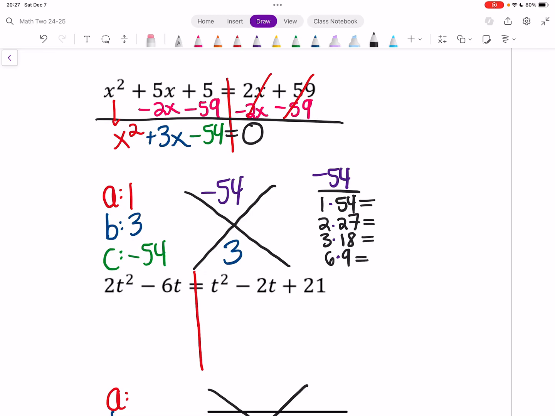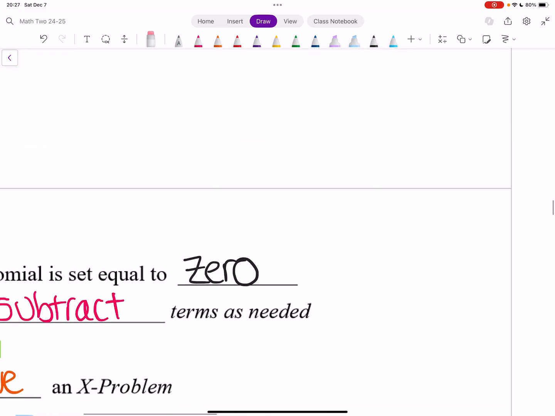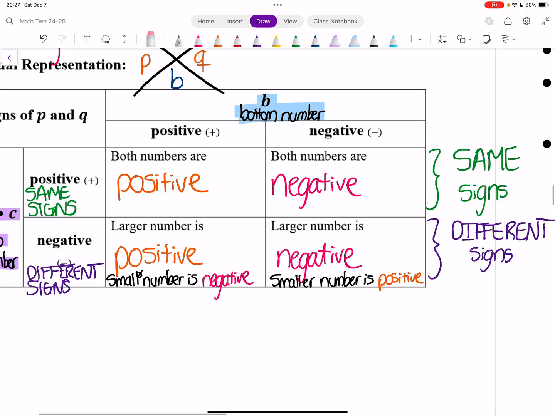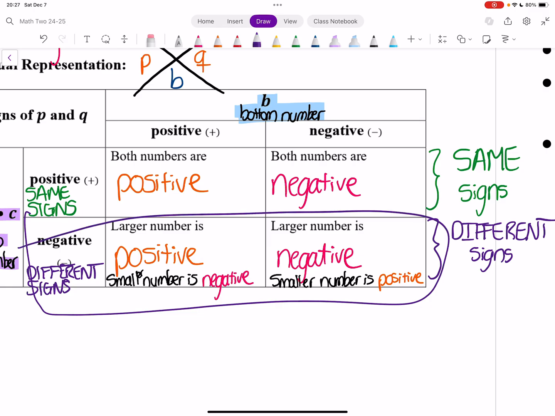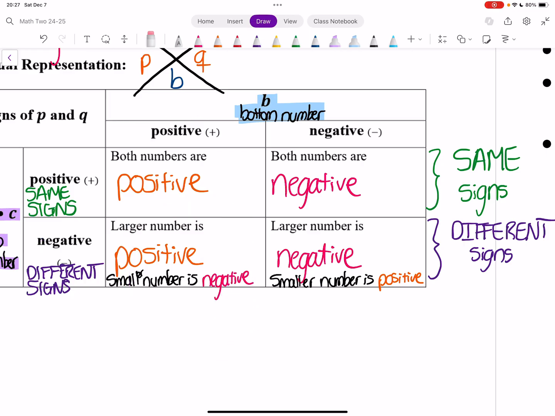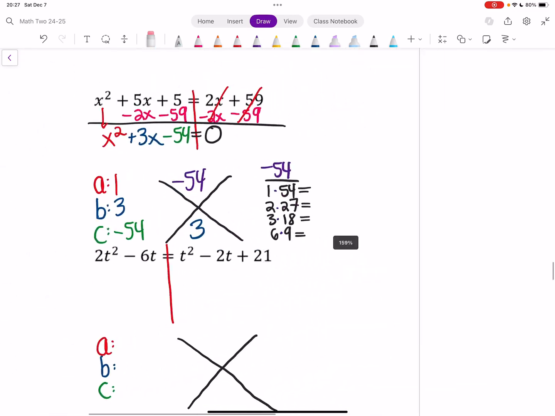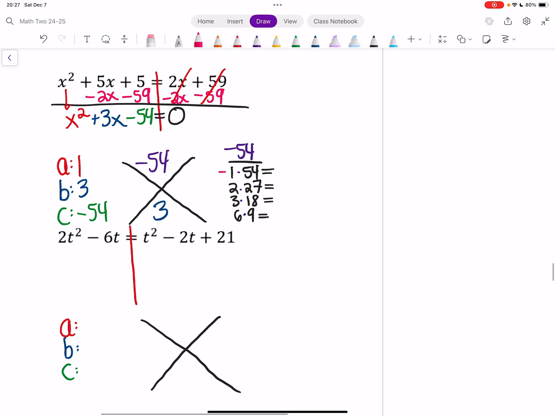Next, identify the signs. Well, AC is negative and B is positive. So I need to find what the chart tells me to do. If AC is negative, I look down here. If B is positive, I look right here, and they line up there. That means the larger number is positive, but the smaller number is negative. So I'm going to make these negative, and I'm going to add each of these together to figure out which one adds to 3. Well, at first I get 53, then 25, then 15, and finally a positive 3.